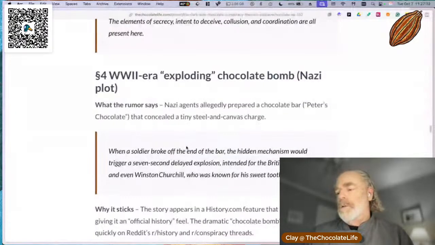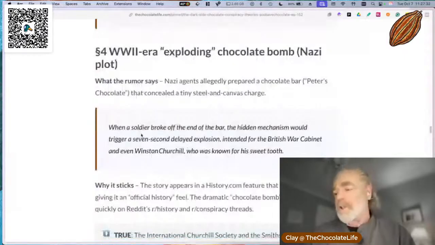So there is some more to the story, which is when a soldier broke off the end of the bar, the hidden mechanism would trigger a 7-second delayed explosion intended for the war cabinet and even Churchill, who was known for his sweet tooth. Why it sticks?